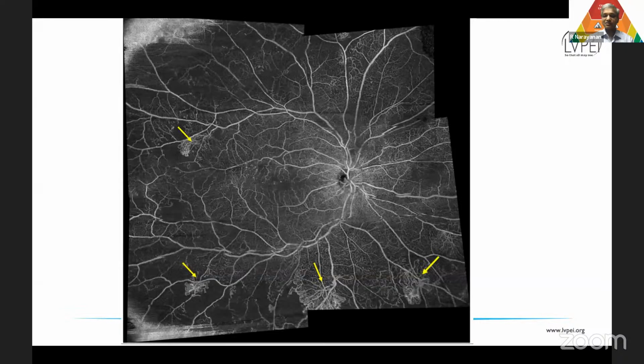Anybody wants to tell what this image is? Anybody can answer from the audience. You just switch on the mic, or you can type in the chat box also. What image is this showing? What imaging modality is this? Is this a color fundus photograph? Is this an autofluorescence? What exactly?